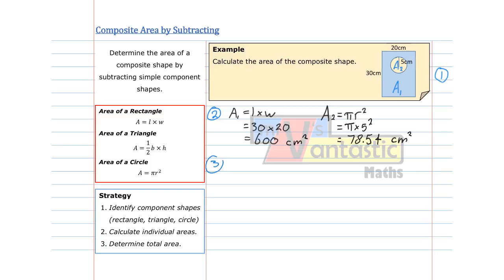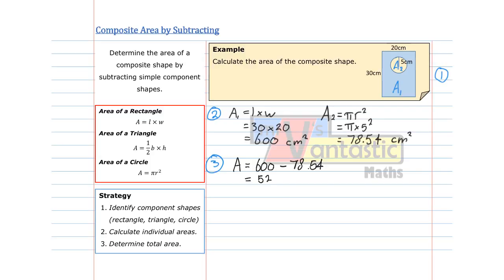Lastly, we need to subtract the circle component away from the rectangle component. So the total area is going to be the rectangle, which is 600 centimeters squared, minus the circle, which is being cut out.